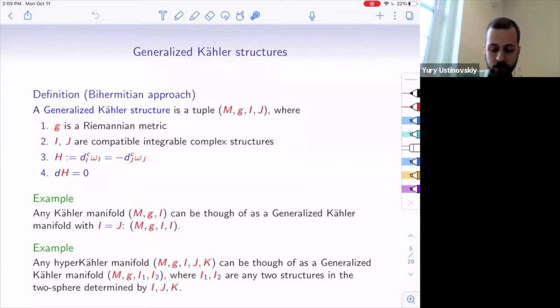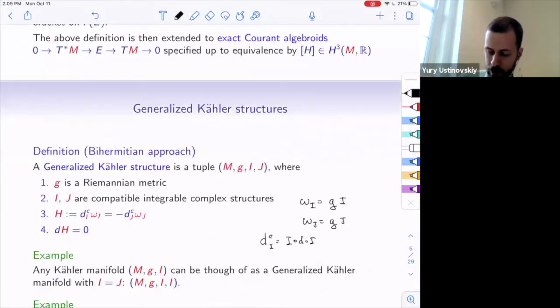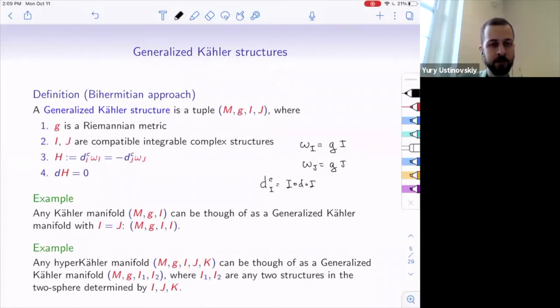Then given metric G and two compatible complex structures, you can cook up forms omega I and omega J. So perhaps I should have written it here. It's as before: omega I is a two-form which you obtain if you hook I inside G, and omega J likewise is a form which you obtain if you hook in J. And you have this twisted differential, which up to sign errors and conventions is a twisting of the usual differential by the extension of the complex structure acting on differential forms componentwise.